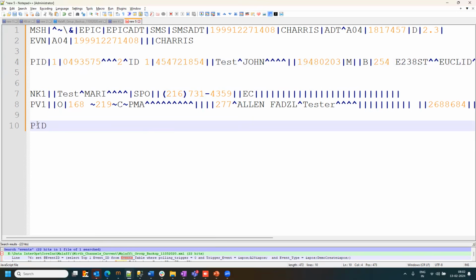Okay, PID.5. So here I am asking someone to go take a look at the PID segment and see what is present in PID 5. And when they go look at the message, they will understand that PID 5 is the patient name. And universally, this is standard. Whenever someone wants to send the name, they have to send it in PID 5.